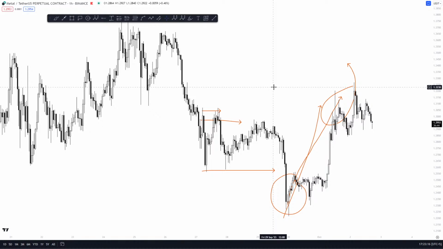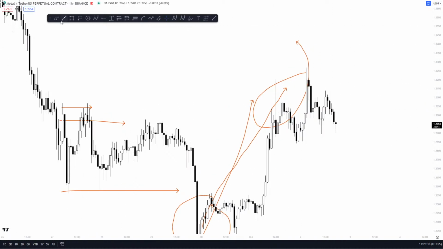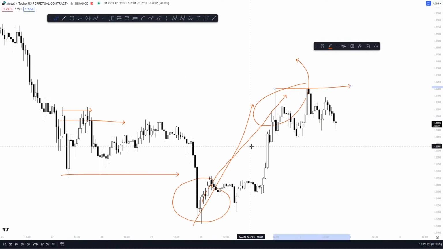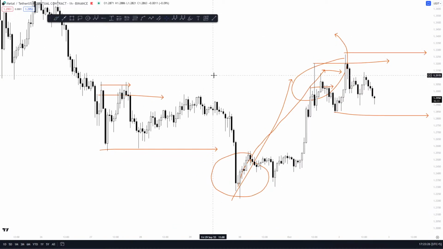Still I'm seeing nothing on MTL because structure is in a bullish trend. We have to wait for some sort of bearishness like this, we can clearly see it. So nothing cool on MTL for now.